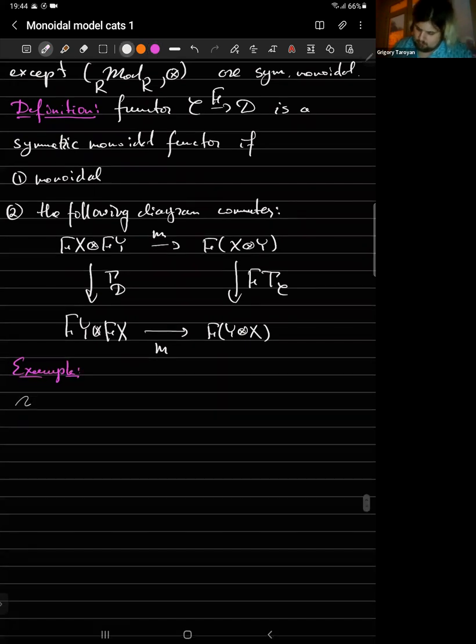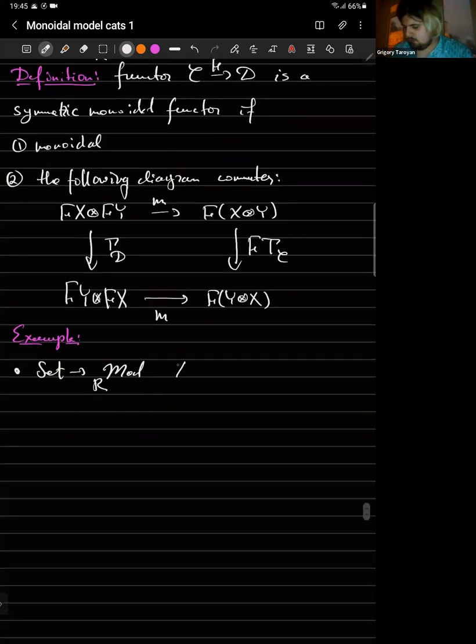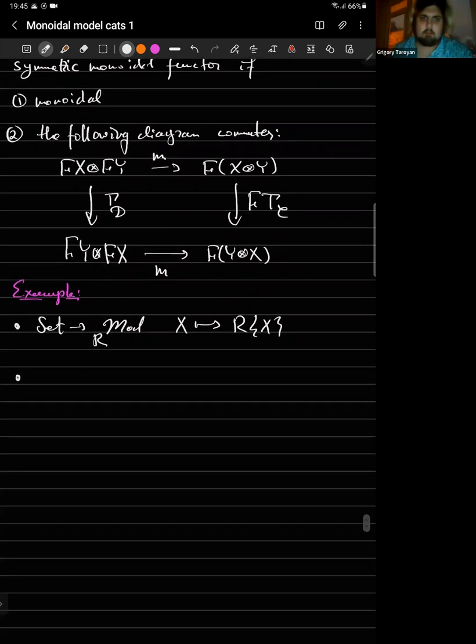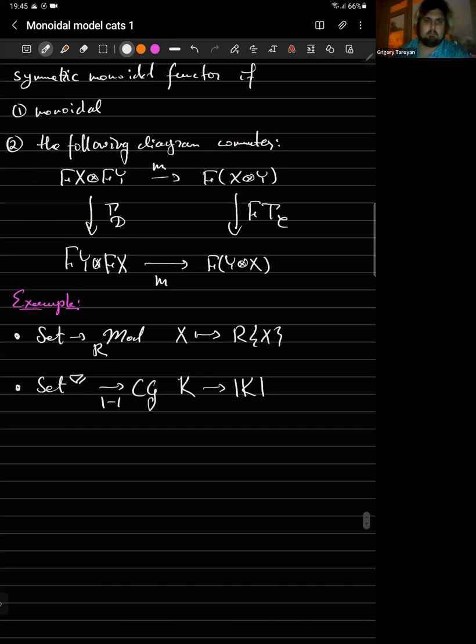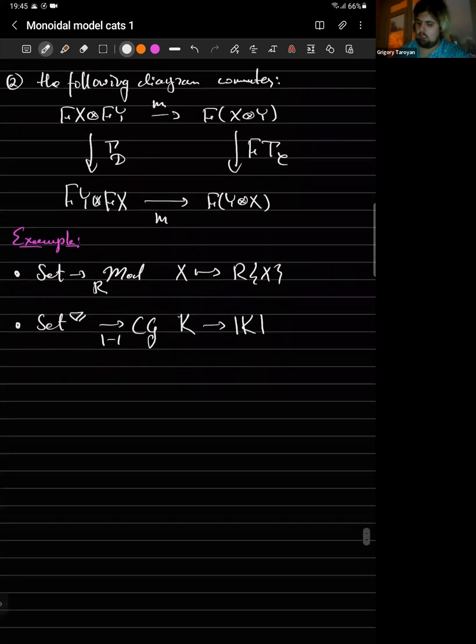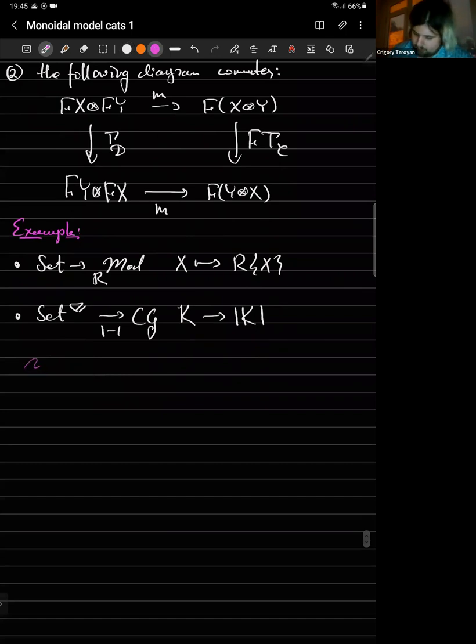So we have a functor to modules over a commutative ring, which maps X to the module freely generated by X. Another example is, of course, simplicial sets, which are mapped to compactly generated topological spaces. Here we also have a symmetric monoidal functor. Let me give you a non-example of a symmetric monoidal functor.